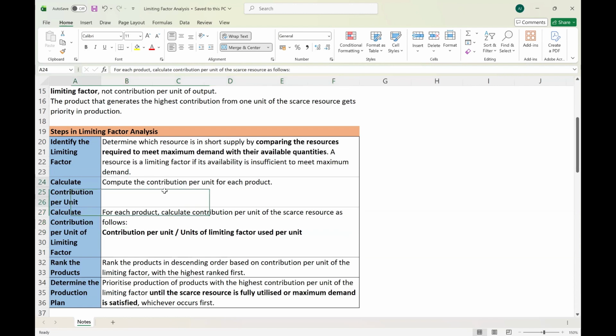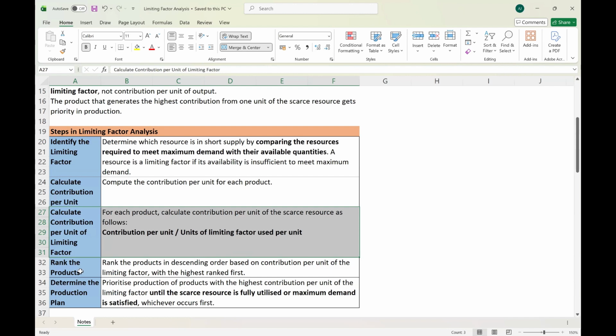So you calculated contribution per unit in step 2. Divided by the units of the limiting factor used in each unit. You will understand it better when we see an example. We'll be walking through a proper example on this. So how will we do it? Contribution per unit that we have computed divided by the units of limiting factor used per unit.